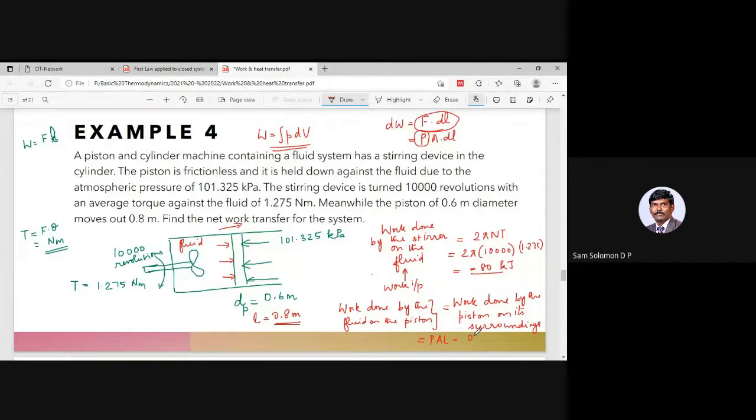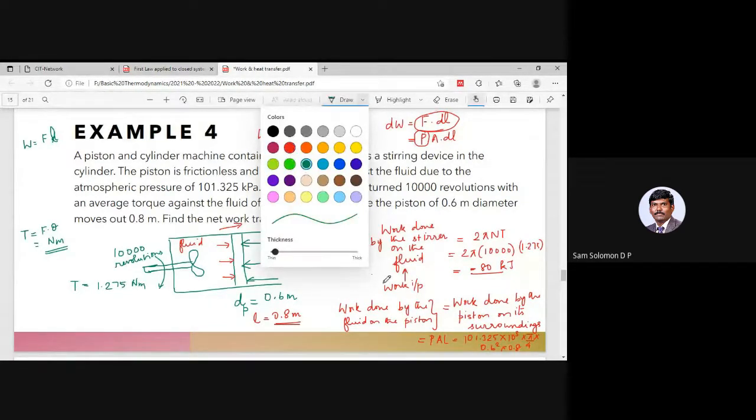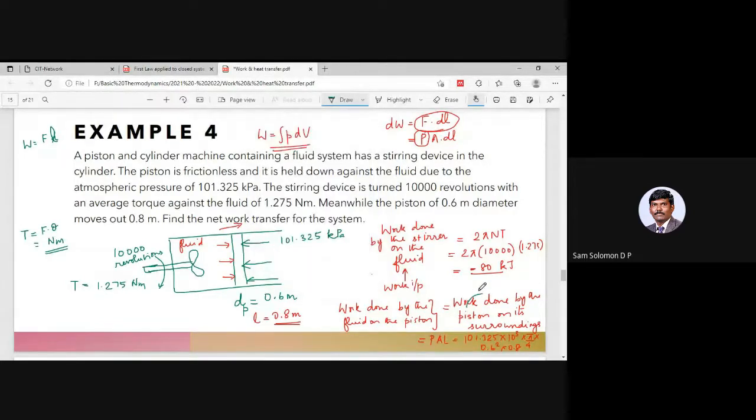So that is 101.325 into 10 to the power 3 into pi by 4, d squared is 0.6 squared, multiplied by 0.8. Okay, so here the value of work done by the piston on the surroundings is 22.9. So this value over here, shall I write it with another color so that you do not confuse it with the previous value? Okay, so this guy is 22.9 kilojoules.